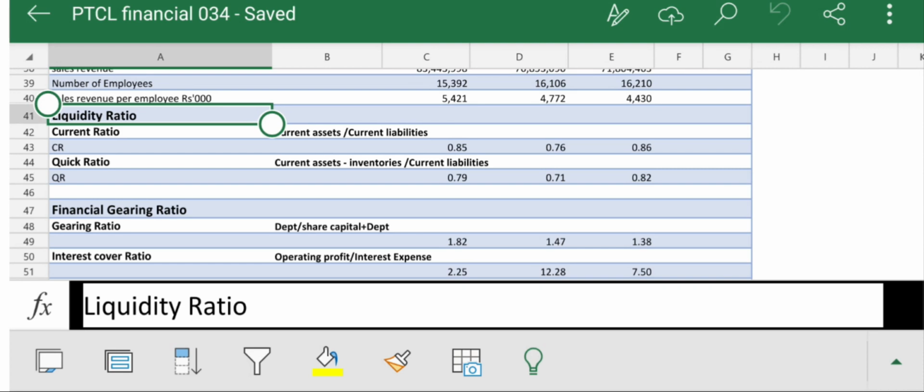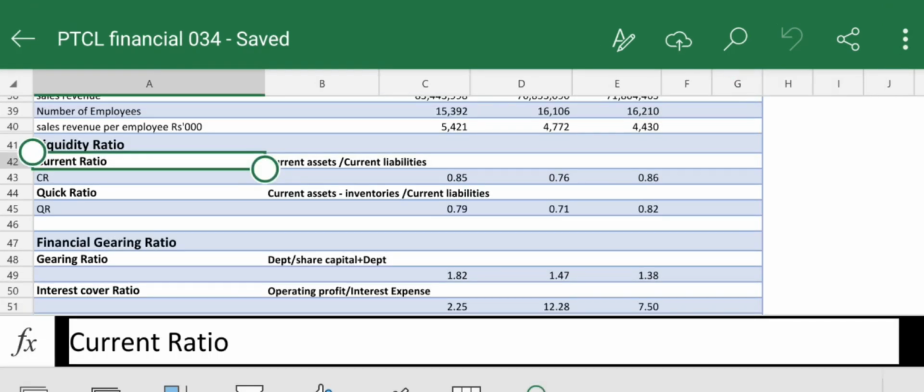Liquidity ratios are financial metrics that measure a company's ability to meet its short-term obligations and convert assets into cash. They help assess a company's liquidity and ability to cover its current liabilities. Some common liquidity ratios include the current ratio and quick ratio. These ratios provide insight into a company's financial health and its ability to handle short-term financial obligations.